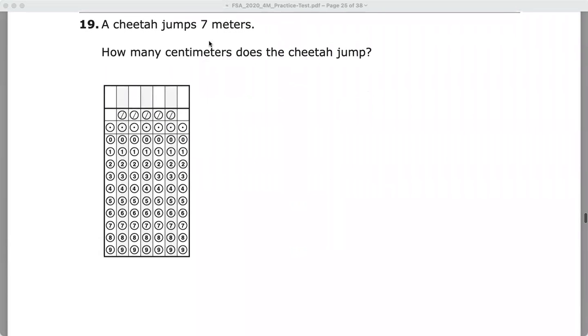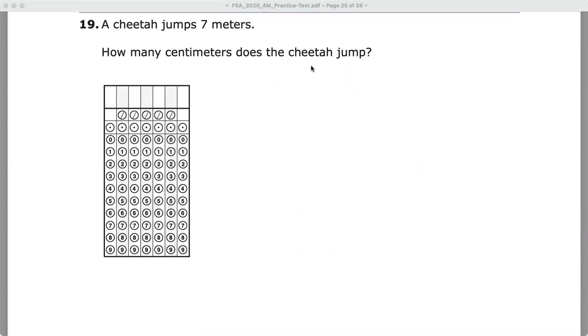A cheetah jumps 7 meters. I almost said Cheeto. Jumping Cheetos would be really funny. A cheetah jumps 7 meters. How many centimeters does the cheetah jump?